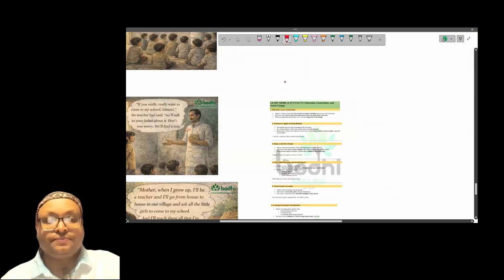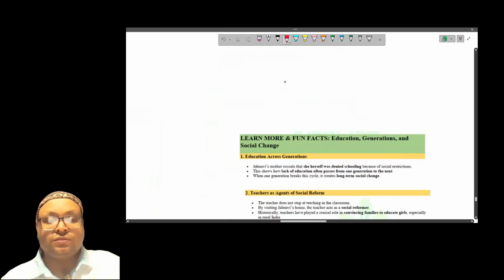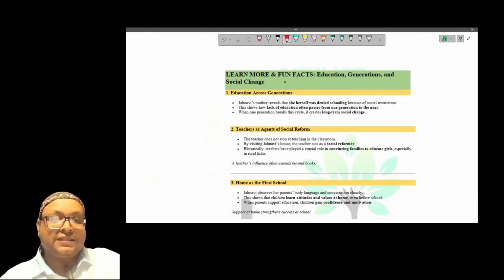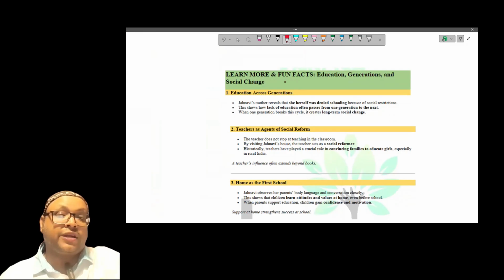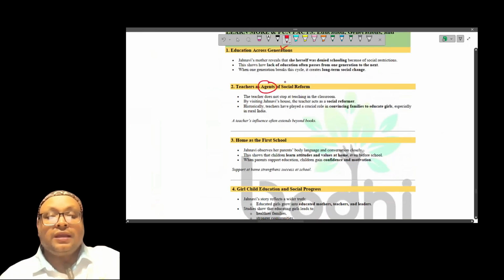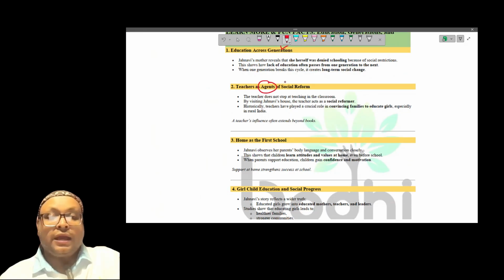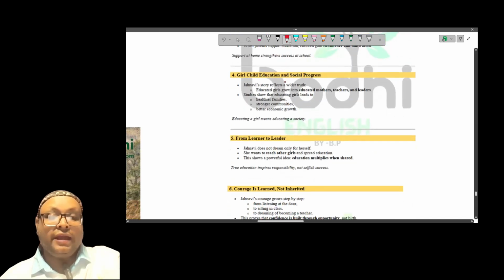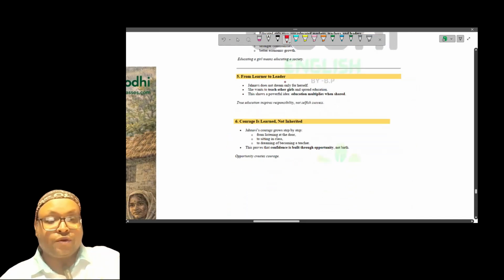Look at there, we have some pointers here. This particular story tells us that Jahnavi will not only be educated herself, she will also go on educating others. The teachers work like agents of social reform. It is the teacher community who can change the entire nation in a very positive way. And home is the first school where children learn. Anyway, there are a lot of topics we have covered today.